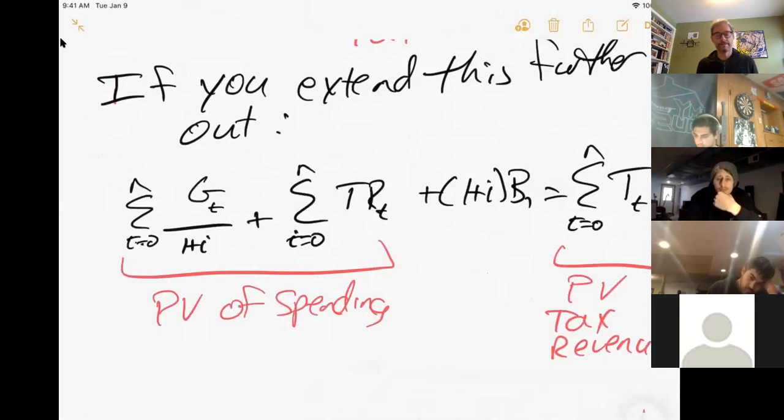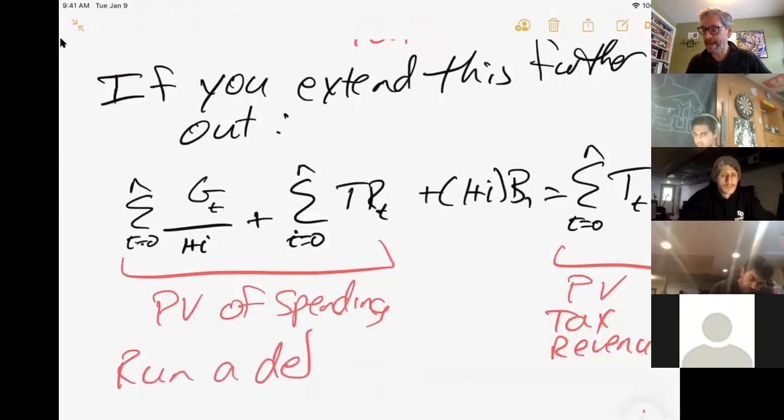So the intuition of this is actually very, very simple. What has to be true for any government? Do they have to balance their budget every single year? No, you can borrow, all right? So the constraint is not that you have to balance your budget every single year. The constraint is you have to balance your budget over the lifetime of the government, right? In other words, the question here is whether the present value of spending is equal to the present value of taxes.